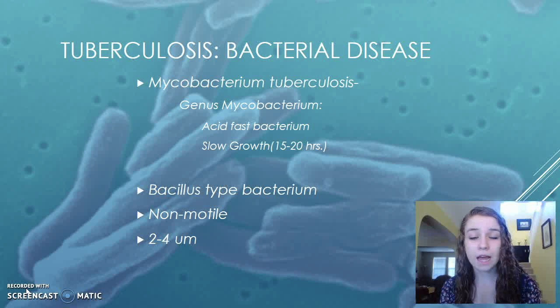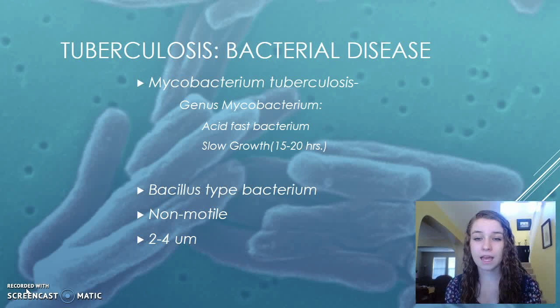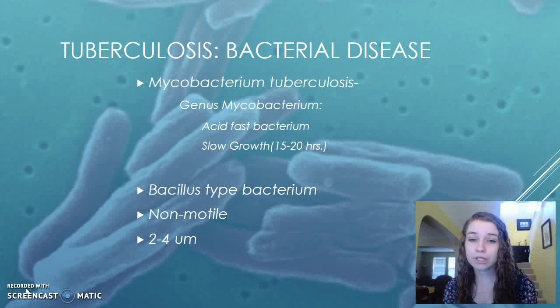Tuberculosis is a bacillus type bacterium, which means that it has a rod shape. You can see this rod shape in the background of this PowerPoint slide. Tuberculosis is non-motile, which means that it doesn't have flagellum to propel it forward. Tuberculosis can be anywhere from 2 to 4 micrometers in length.